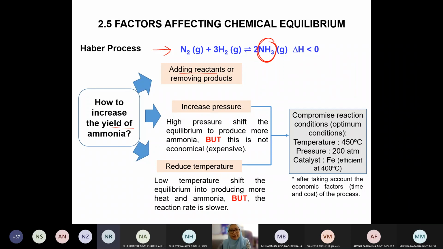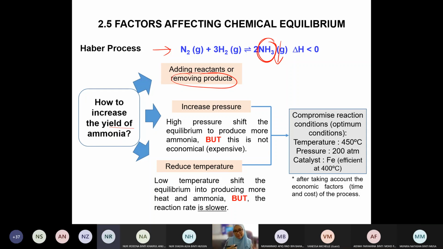And alternatively, we can also remove the product. Imagine when you run the reaction, you keep removing the product. So the reaction will shift to the right. It will keep producing to the right because the product keeps decreasing. Remember why it wants to shift to the right? Because it is not just wanting to produce product, it wants to achieve equilibrium. The reaction itself wants to achieve equilibrium.